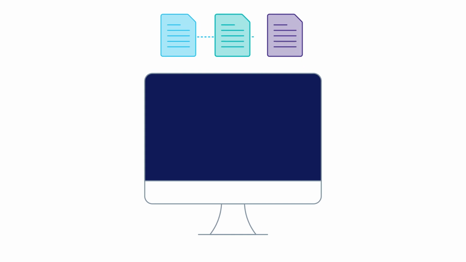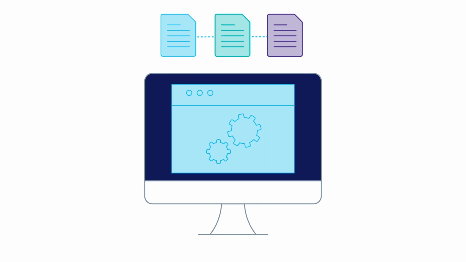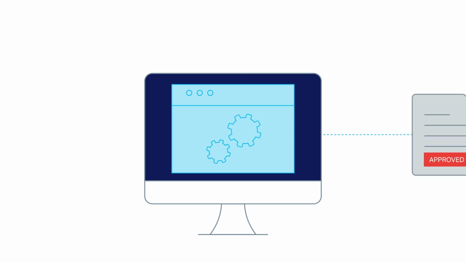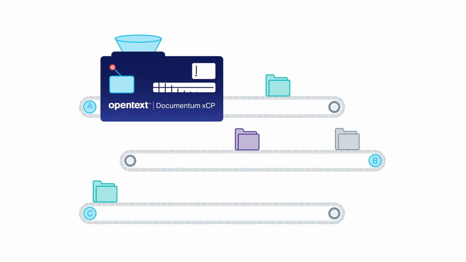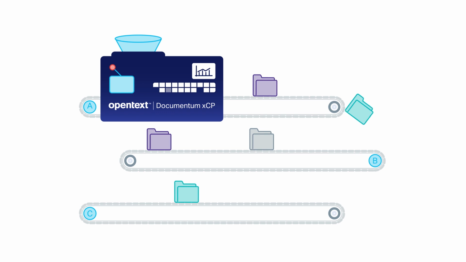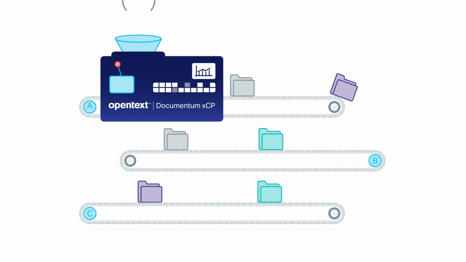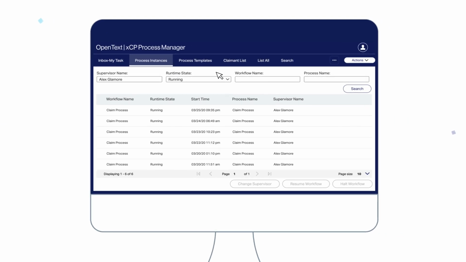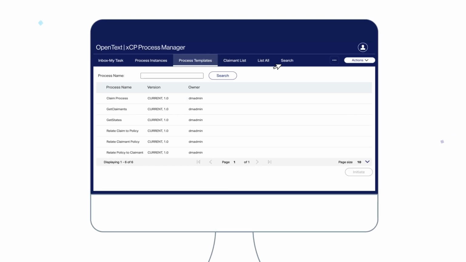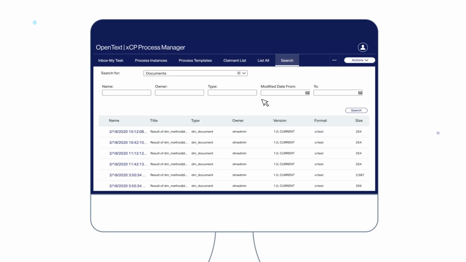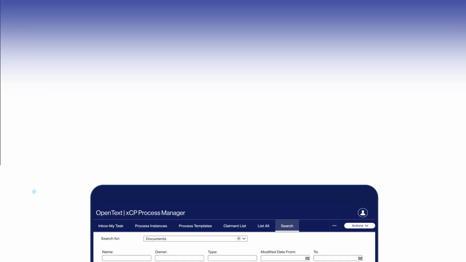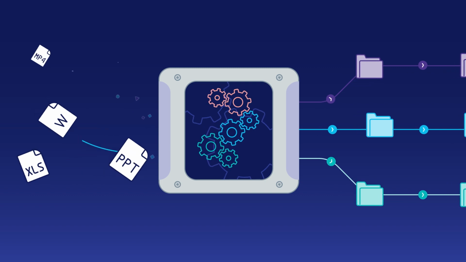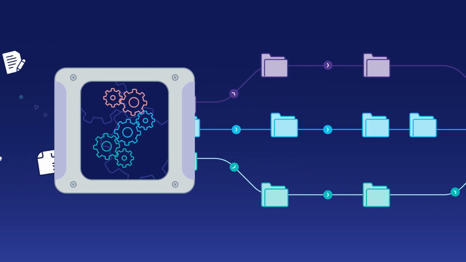bring new efficiency and agility to complex information-centric processes, from loan applications to benefit approvals. For business users, Documentum xCP case management improves productivity by automating repetitive business processes. It empowers users to work smarter and faster with a new modern user interface that puts key information at their fingertips. Business users can streamline processes that draw information from multiple systems and sources.